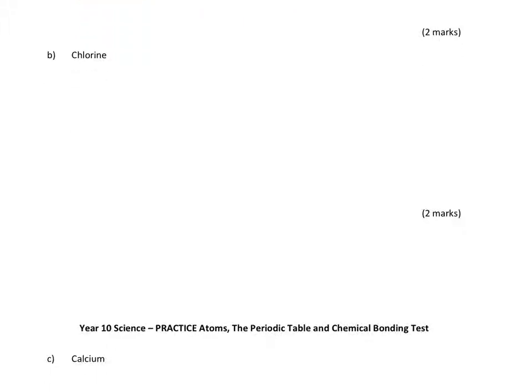Chlorine. Chlorine on the periodic table is 17. So Cl, it's going to have 17 protons. Look at the mass. Subtract 17 from that mass, so it's going to have 18 neutrons.